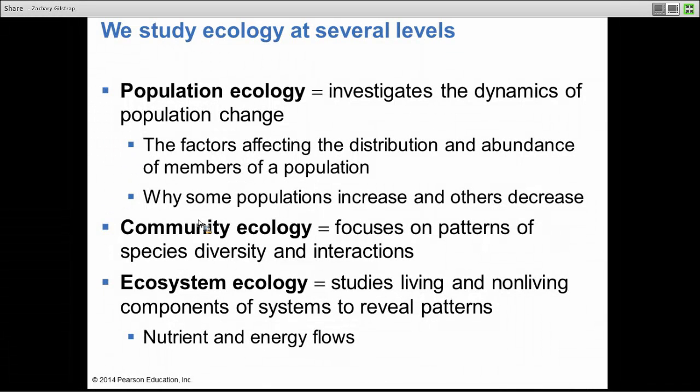At the level of the organism, ecology describes the relationships between the organism and its physical environment. In contrast, population ecology examines the dynamics of population change and the factors that affect the distribution and abundance of members of a population. A community then consists of an assemblage of populations of interacting species. Community ecology focuses on patterns of species diversity and on interactions among the species, ranging from one-to-one interactions to complex interrelationships involving an entire community.